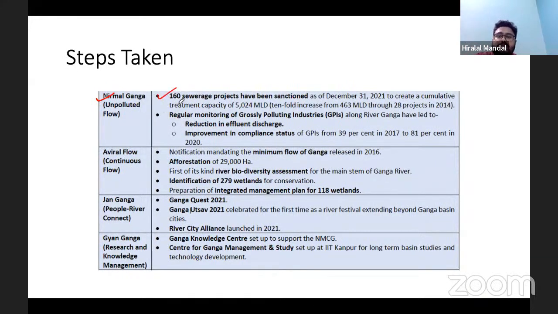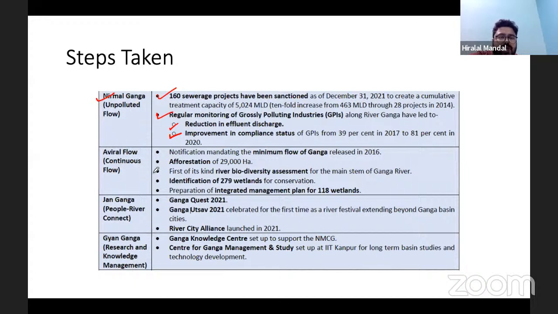So the sewerage system in various cities, the sewerage improvement has been done. The government of India has sanctioned funds to improve the sewerage system in the country, and all the sewerage which is drained into the river Ganga. Similarly, regular monitoring of the grossly polluting industry along the river Ganga has also been done. As a result of this, the effluent discharged in the Ganga has come down, and the compliance rate has gone up.